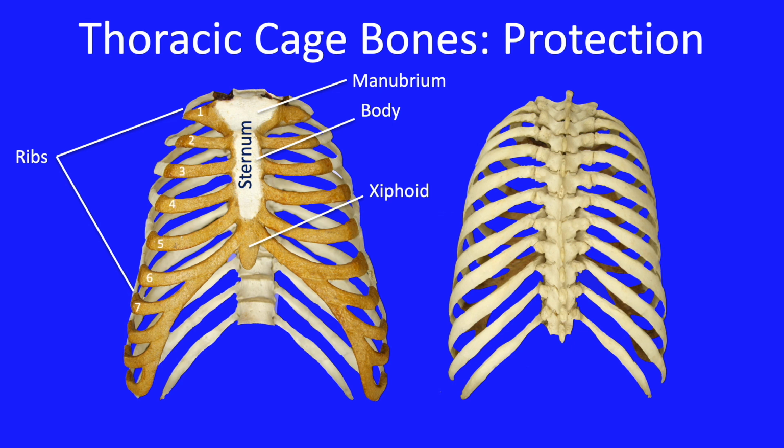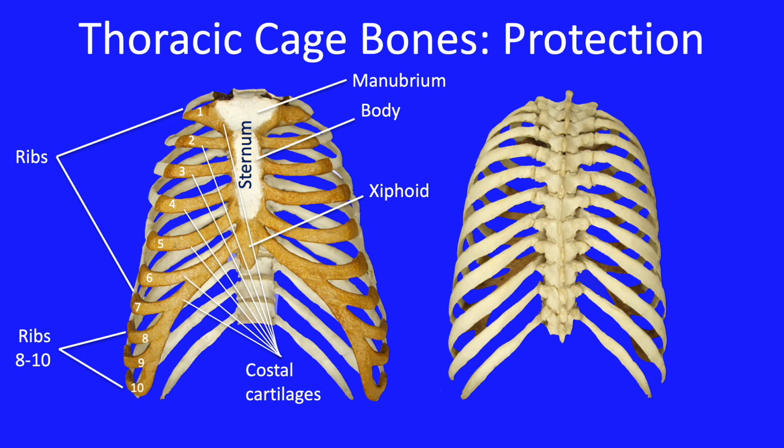Note the first 7 ribs. They attach directly to the sternum by their own costal cartilages. Also note the spelling of the word costal. It is correct as written. The costal here refers to the Latin for rib, costa.